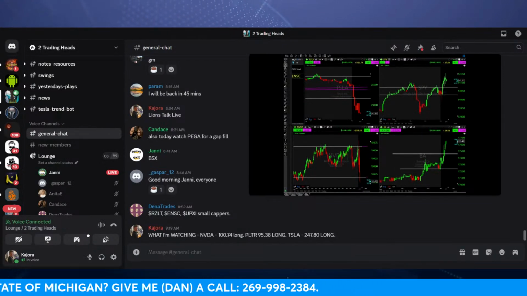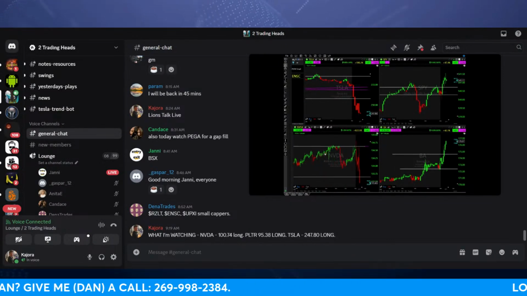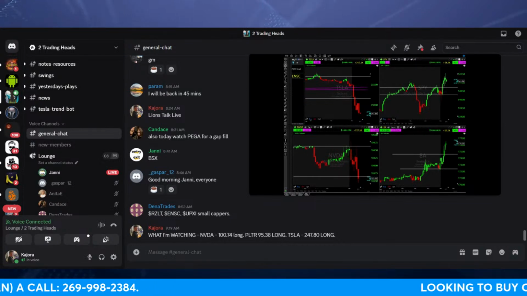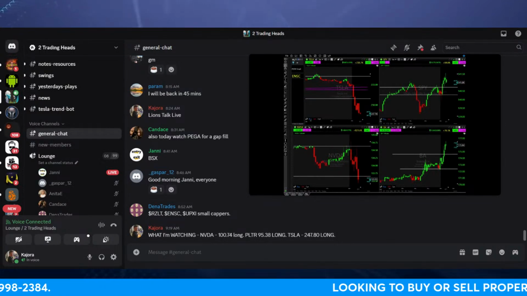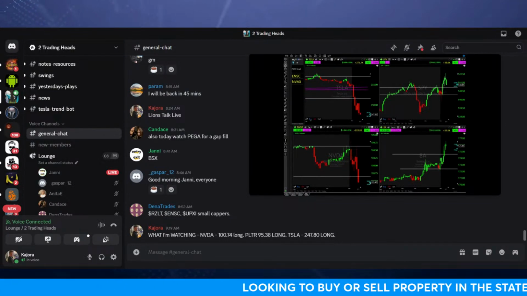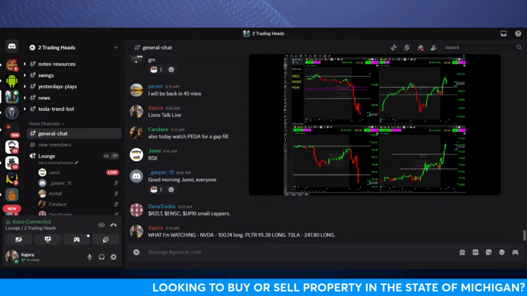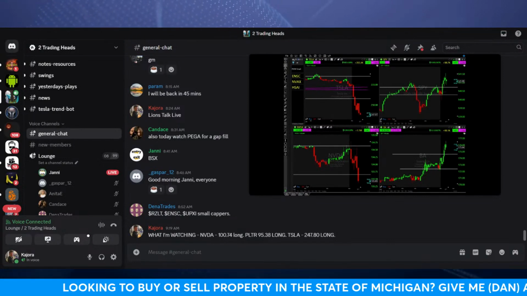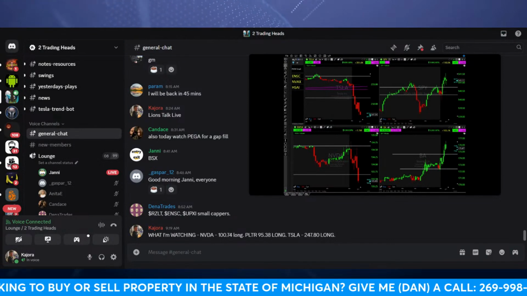Nice pull on SPY. Nvidia here finally decided to break on the support. Came up to resistance, and now it's pulling. Beautiful short on MSTR.